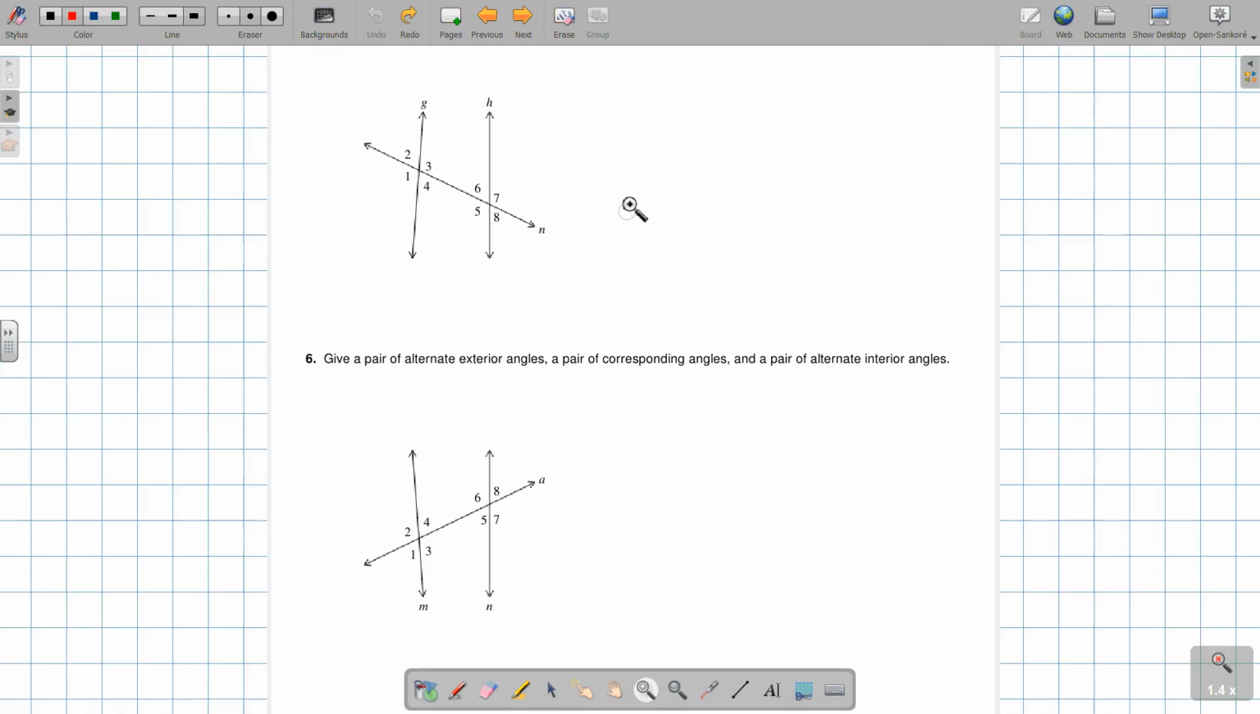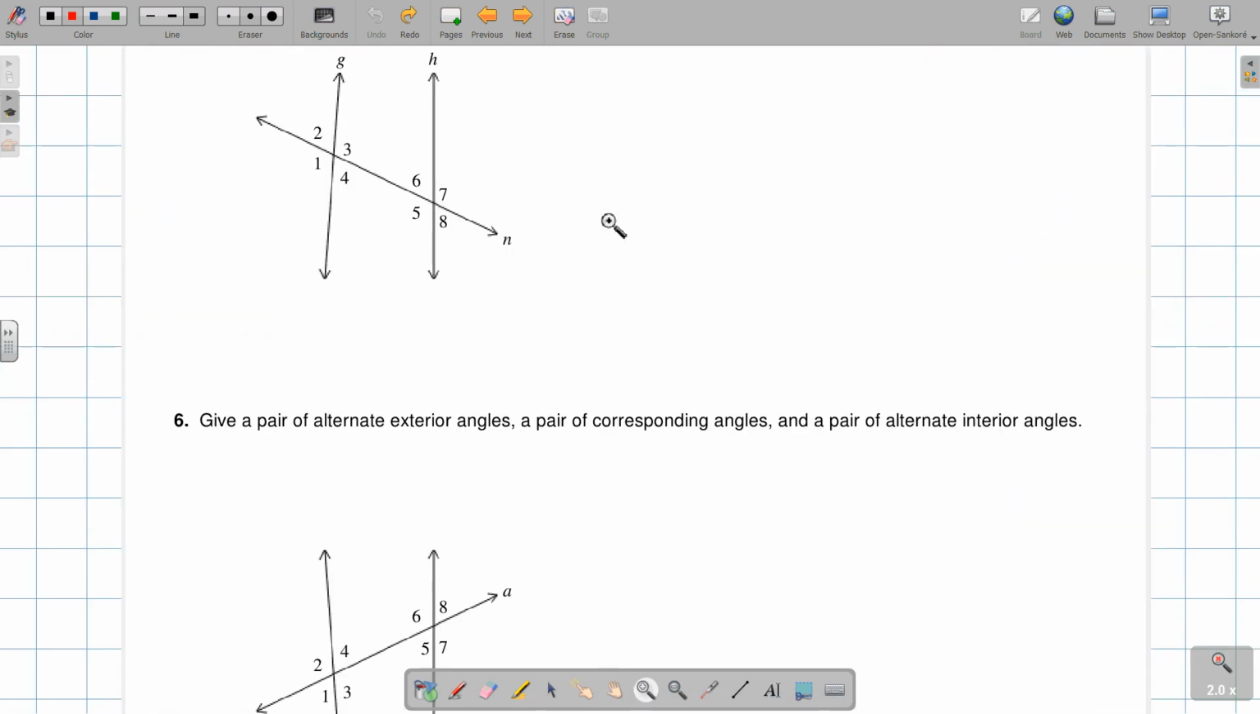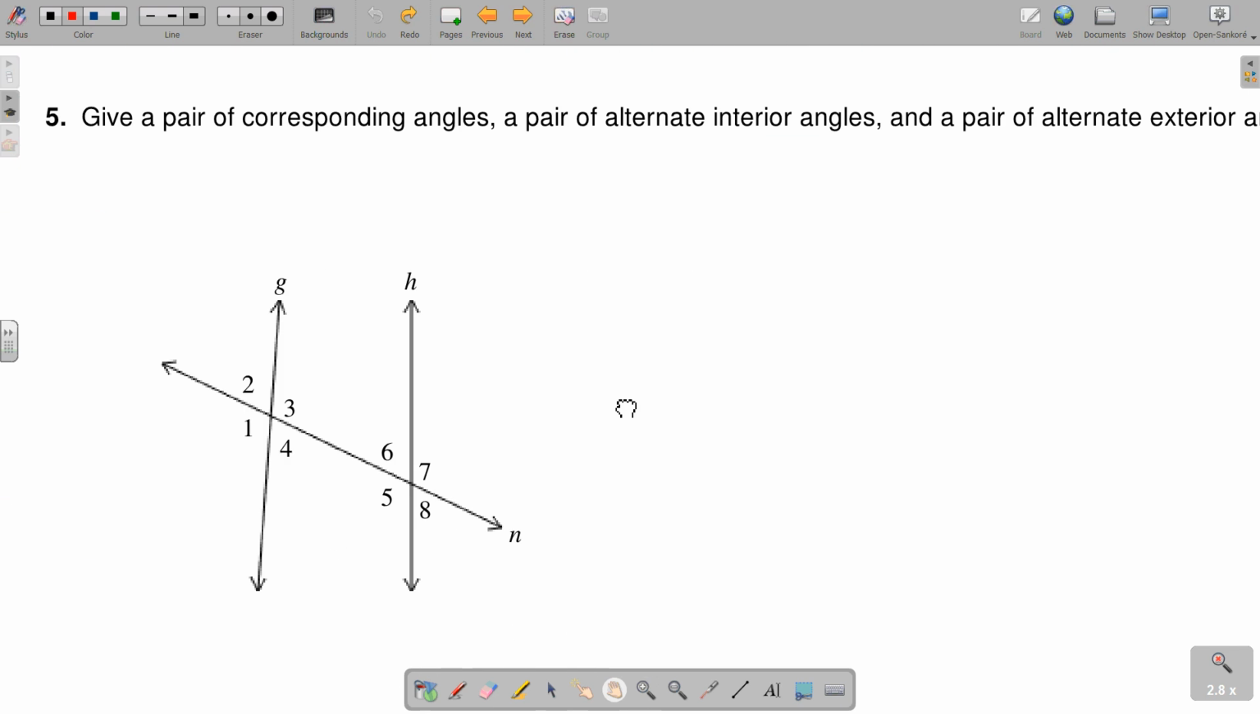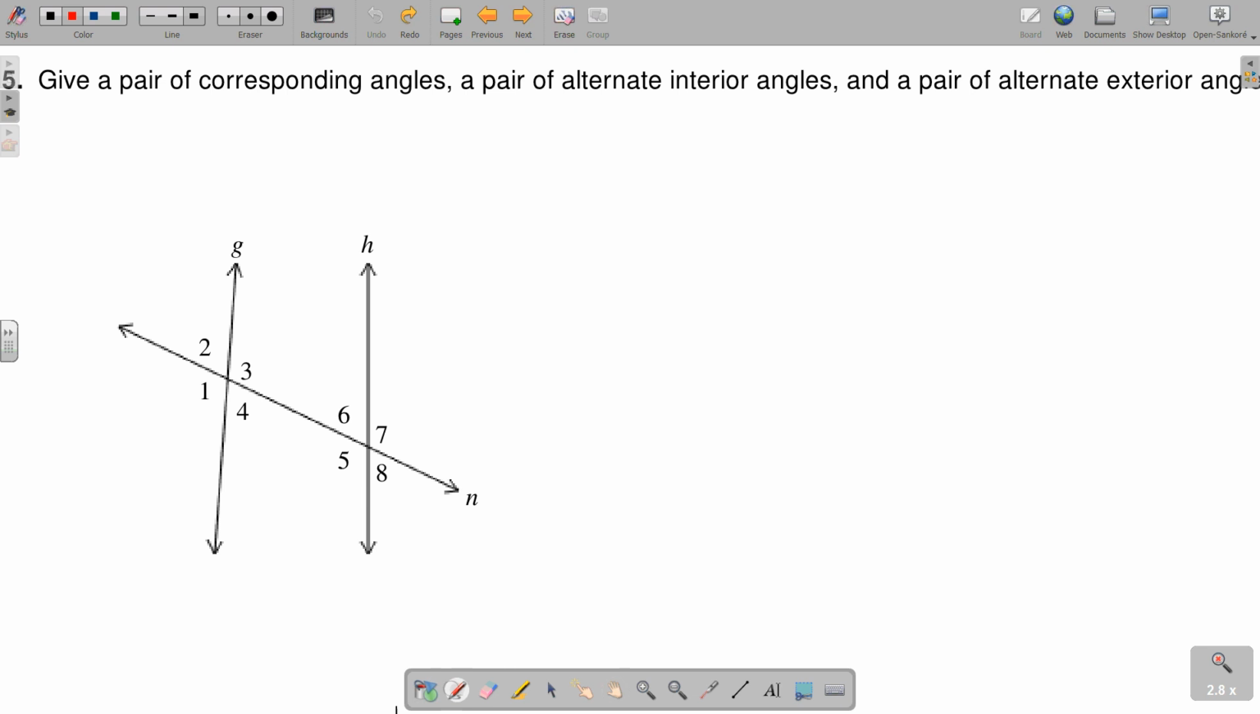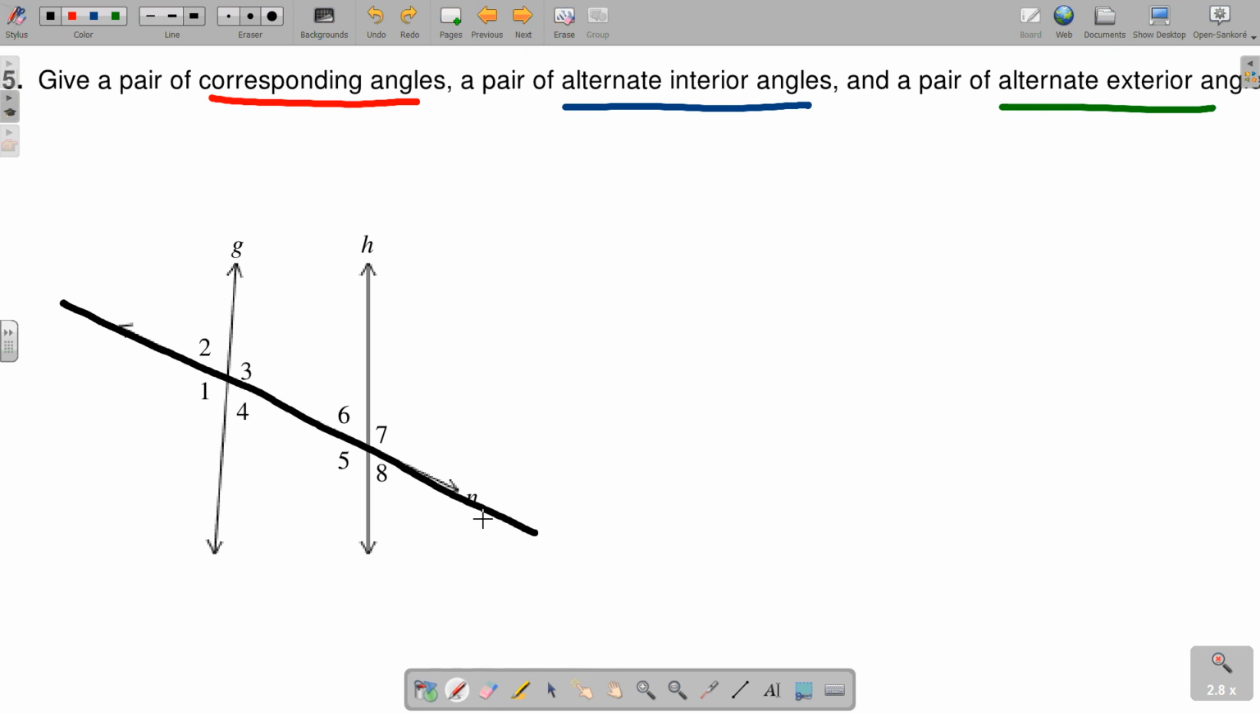All right, now we're switching to very specific vocabulary. It says we want to find a pair of what's called corresponding angles, a pair of alternate interior angles, and a pair of alternate exterior. Corresponding angles, this is called a transversal. It is one line that cuts across two other lines. That's called a transversal.